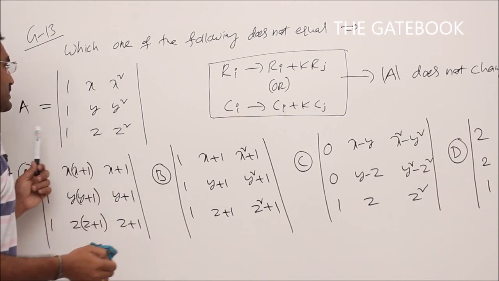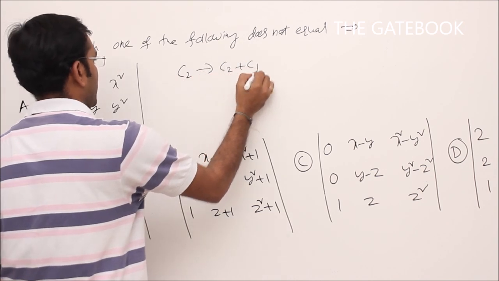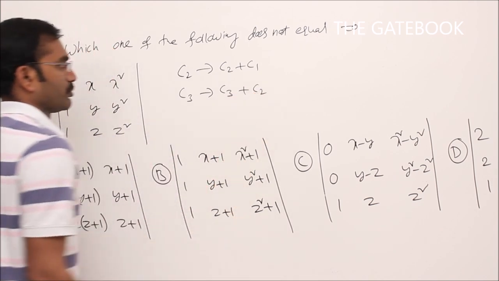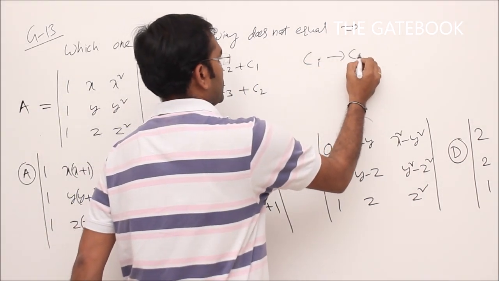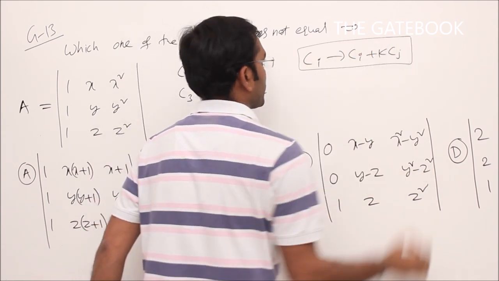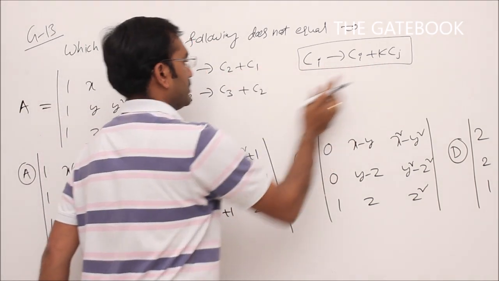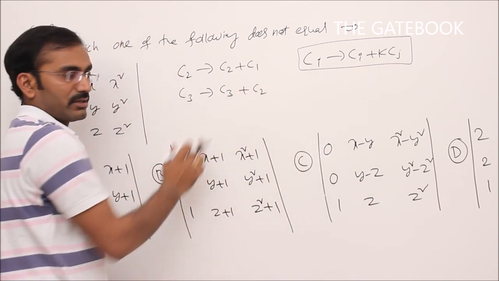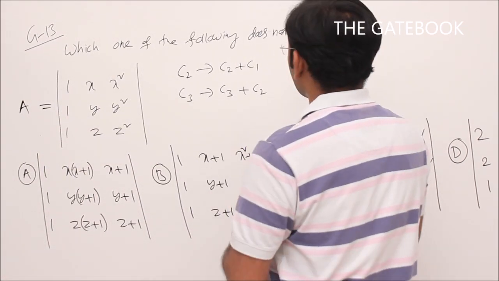Now, applying this property to the given problem, here C2 implies C2 plus C1, C3 implies C3 plus C2. Comparing with what I said, Ci implies Ci plus KCj, this operation does not change the value of the determinant. So here I value 2, K value 1, J value 1. Here also I value 3, J value 2 and K value 1. Applying these operations, the value of the determinant never changes.